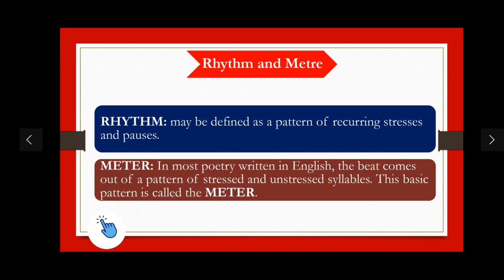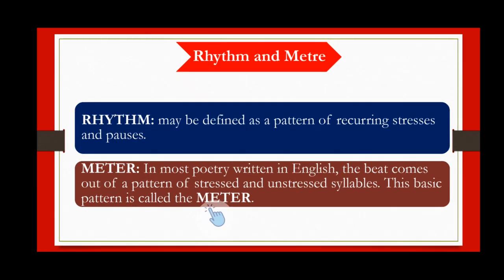So then what is meter? Meter: in most poetry written in English, the beat comes out of a pattern of stressed and unstressed syllables. This basic pattern is called meter. So it means that when we organize the stressed and unstressed syllables in a line of poetry, this pattern is called meter. So the meter is the organization of the stressed and unstressed syllables in a line of poetry.